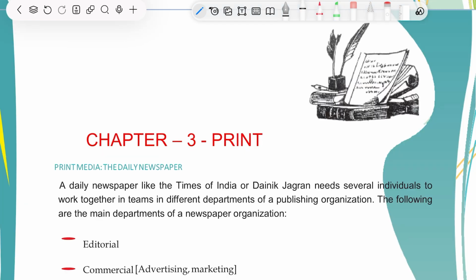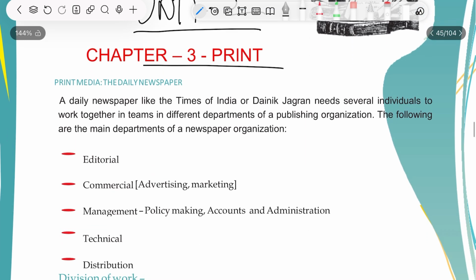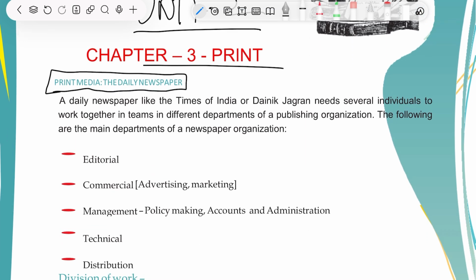Now we will dive into the main material provided by CBSE, unit 2, chapter 3, print. There are various steps involved in processing a paper. Here we will be talking about print media, the daily newspaper. I am going word by word. If you have any doubt, comment, or question, you can just drop a comment below and I will try to explain it. I'm here to help you out.